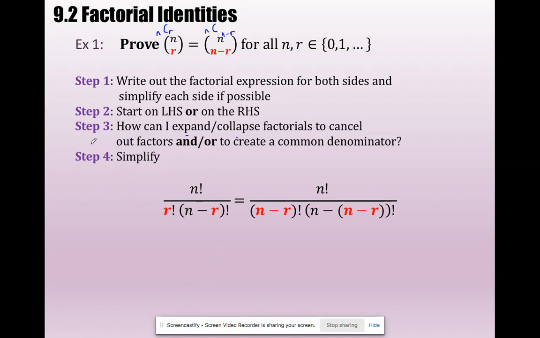So here's step 1. Write out the factorial expression. So n choose R, n factorial over R factorial times n minus R factorial. n choose n minus R, n factorial over, right? Whatever this is repeated here factorial, and then it's n minus repeated there factorial.